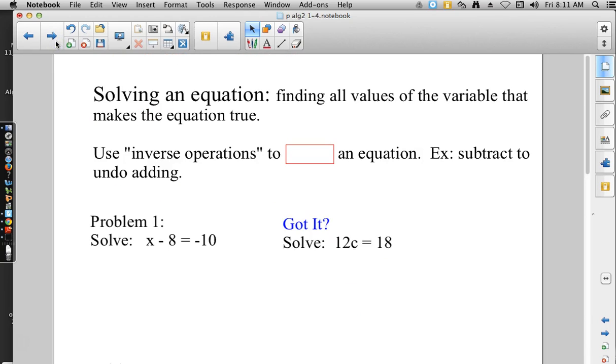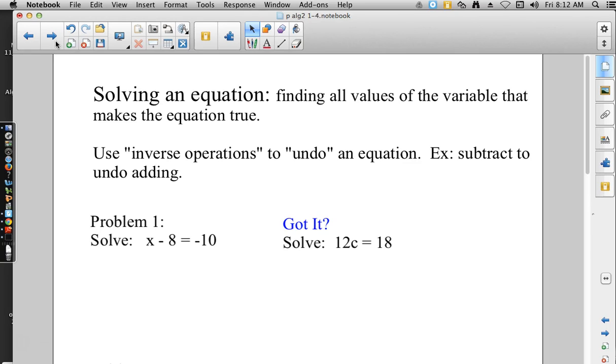Solving an equation is finding all the values of the variable that make the equation true. We like it when it comes out x equals 3, x equals -7, where we get a one number answer and things are good. It doesn't always work that way, but we like it that way. So what we do is we use inverse operations to undo, because that's what inverse means, undo an equation. But here's what's important. We also have to use the order of operations backwards.